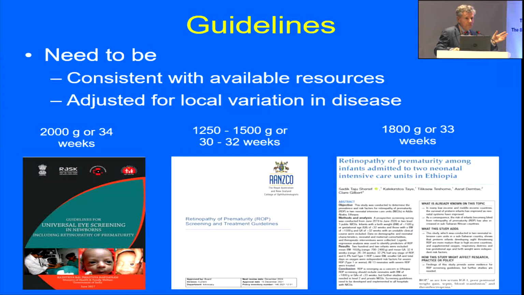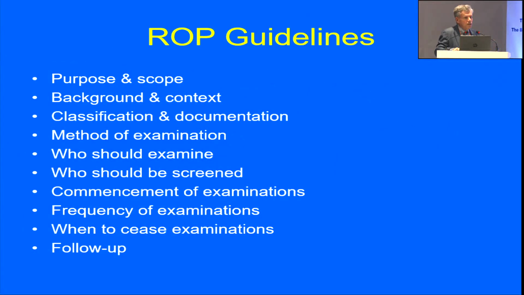Now, I'm sorry if this one I've got here for retinopathy of prematurity for India is out of date. It's some years old, but their cut-off for babies they look at was 2,000 grams or 34 weeks. Whereas in Australia and New Zealand, we've just revised our guidelines. Most units use 1,250 grams and 30 weeks, some units a little bit larger. And a recent publication from Ethiopia has come up with their recommendations. So all of these are regionally and institutionally specific.